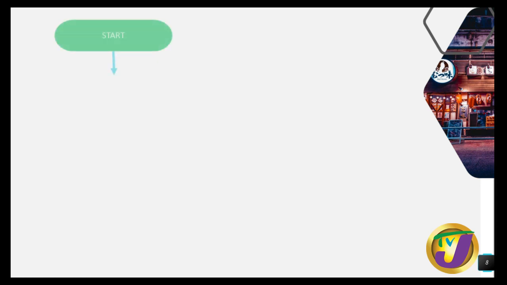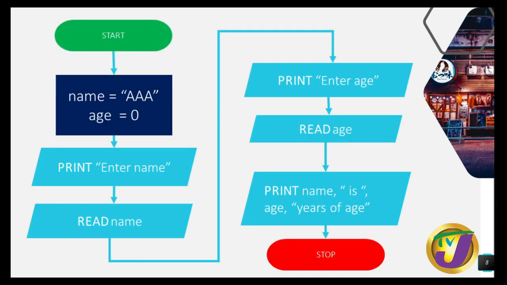And then we're going to look at how our simple sequence looks with our flowchart. All right? And if you notice, the flow lines are running from start through stop, going through all the different statements we had before. Immediately after start, we have the initialization where we have name equal AA and age equal 0. And that is in a process box. After that initialization process, we have a print. And this print comes in the input and output box. And we just put print, enter name.